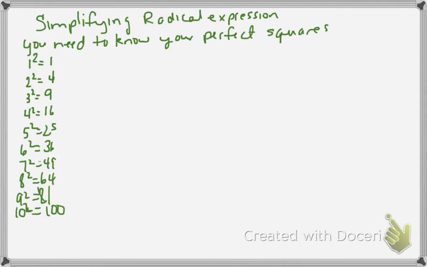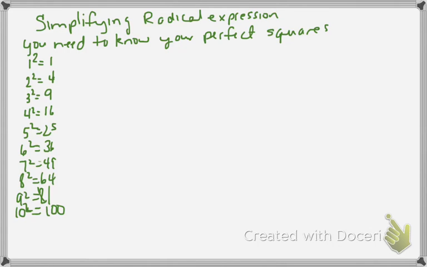1 squared is 1. 2 squared is 4. 3 squared gives you 9. 4 squared is 16. 5 squared is 25. 6 squared is 36. 7 squared is 49. 8 squared is 64. 9 squared is 81, and 10 squared is 100.